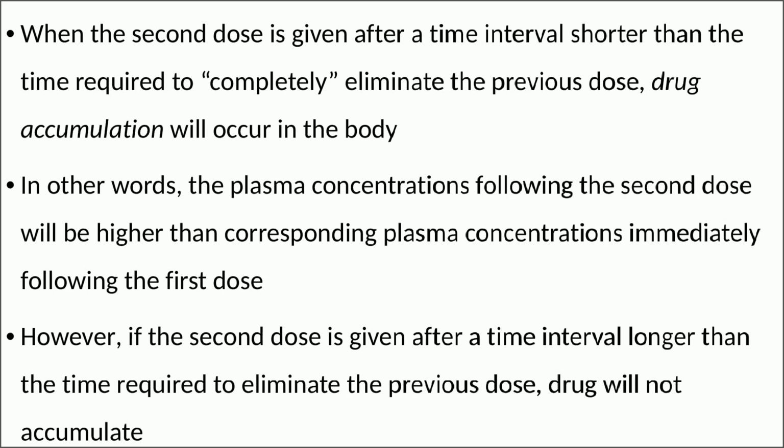Now when the second dose is given after a time interval shorter than the time required to completely eliminate the previous dose, the drug accumulation will occur in the body. In other words, the plasma concentrations following the second dose will be higher than corresponding plasma concentrations immediately following the first dose. However, if the second dose is given after a time interval longer than the time required to eliminate the previous dose, the drug will not accumulate.